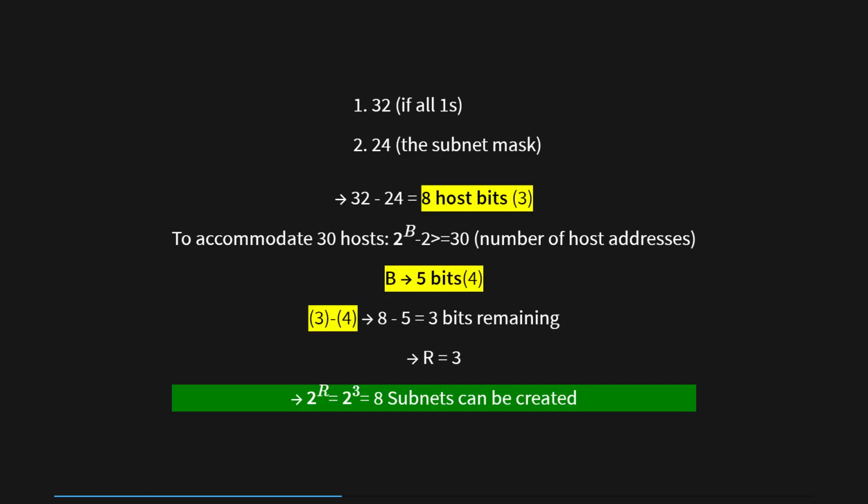Step 1. We start with a /24 subnet, which has 8 host bits remaining, 32 minus 24. To accommodate 30 hosts, we need to leave 5 bits. Using the formula 2 to the power of b minus 2 equals the number of host addresses, where b represents bits left in the host portion, we find that 2 to the power of 5 minus 2 equals 30 host addresses. Since 3 bits remain in the original host portion, we can borrow all 3 bits to create as many subnets as possible, by using the formula 2 to the power of r equals the number of subnets, where r represents bits borrowed from the host portion. We find that 2 to the power of 3 equals 8 subnets can be created.